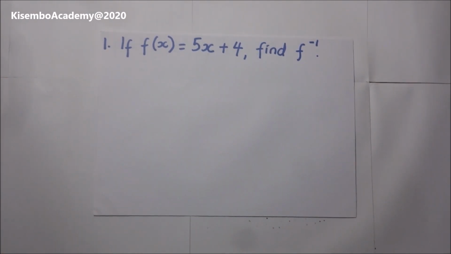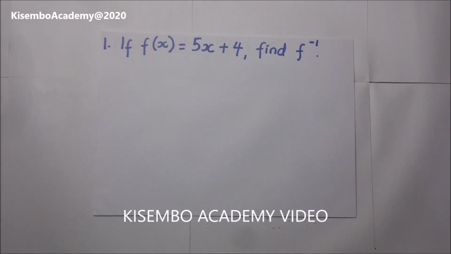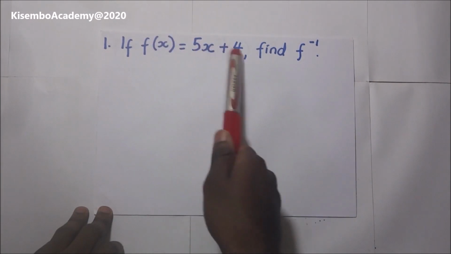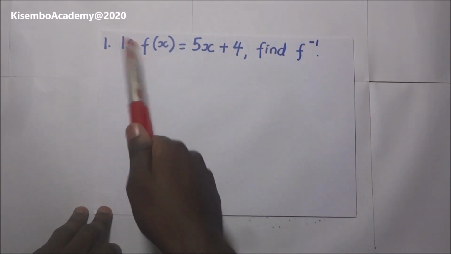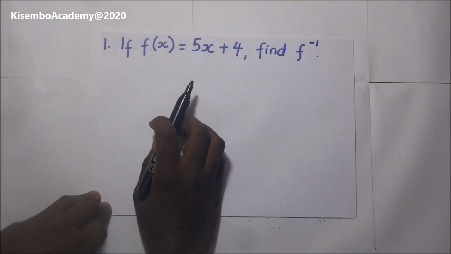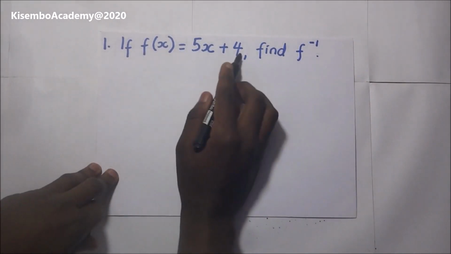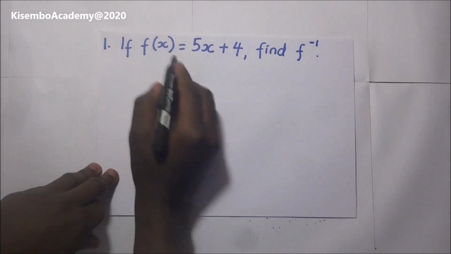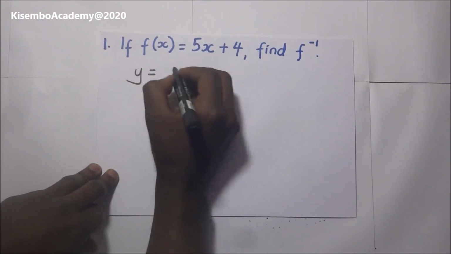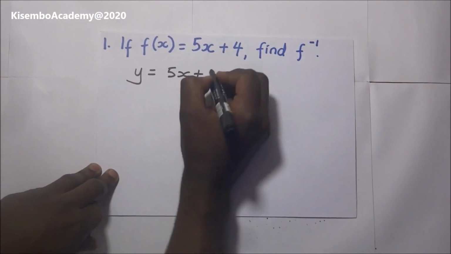So in these next few examples, we are just going to show how we can algebraically, or by calculation, get the inverse of a function. In our question right here, if the function f, where x is the input, is given by 5x plus 4, find the inverse of that function f. We get started by first acknowledging this f of x. Let's call this f of x y. So it's going to become y is equal to 5x plus 4.